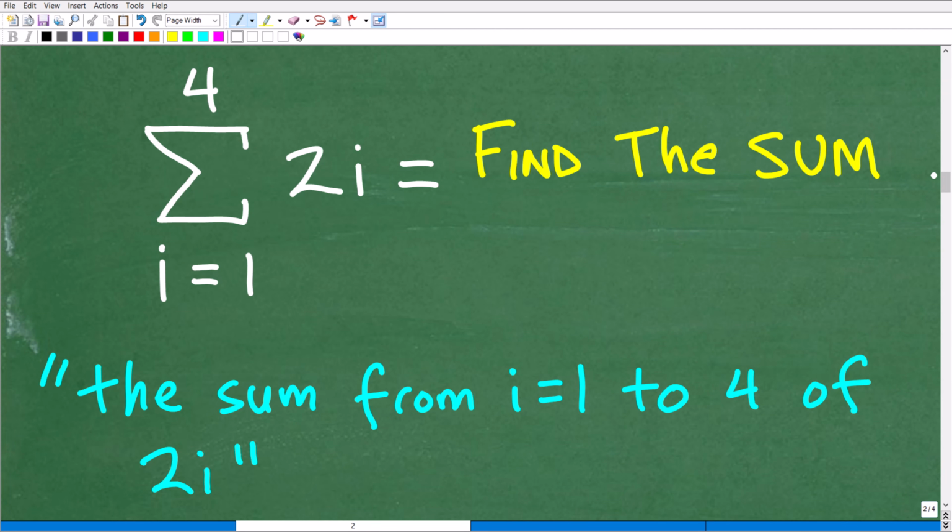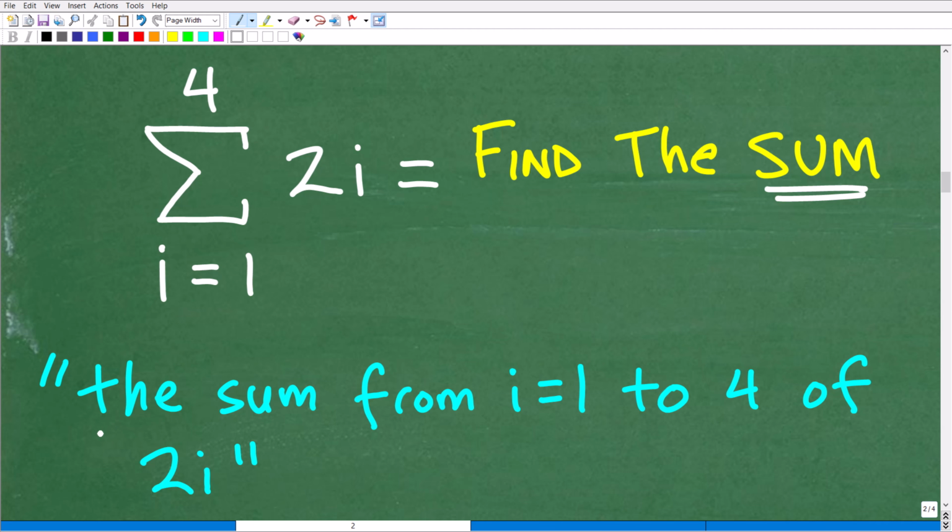Okay, so again, the sigma notation, this notation right here, is a great way to express a series, okay? And the series is the sum, right? We're adding up the terms of a sequence. That is a series.